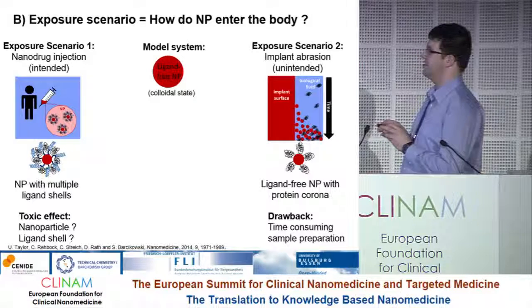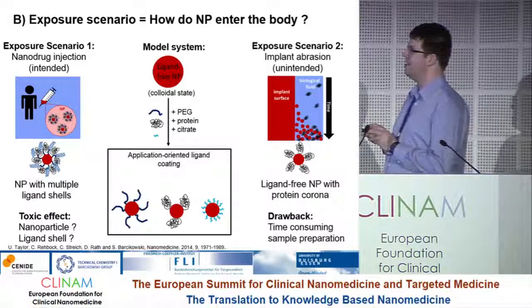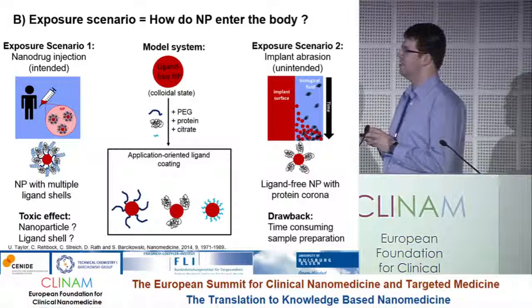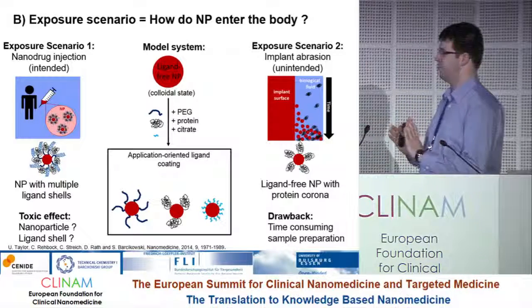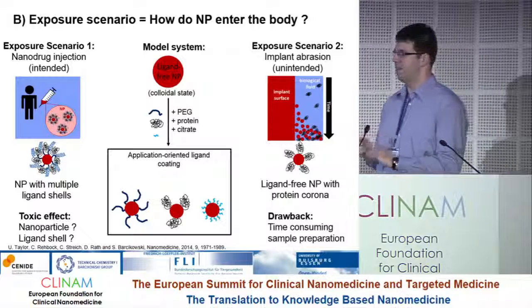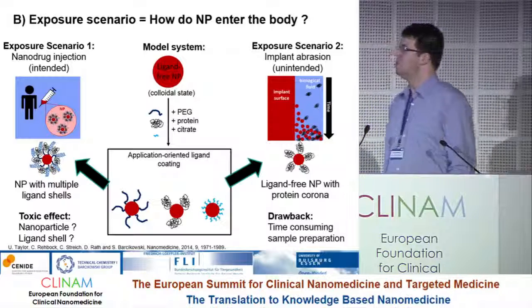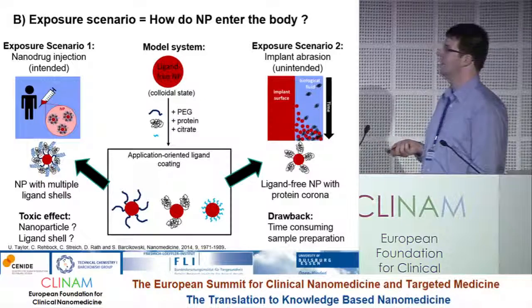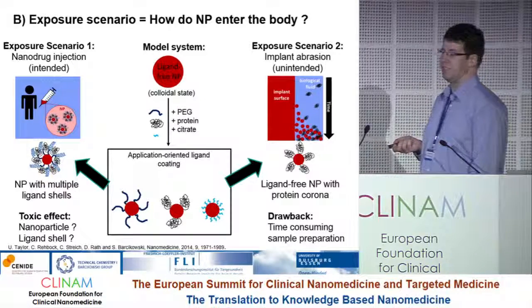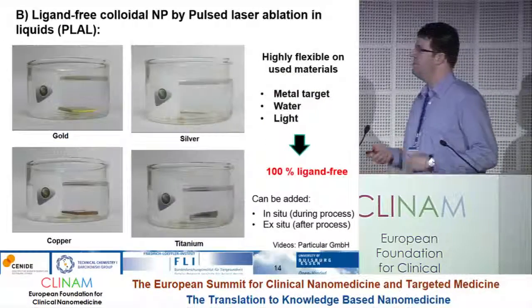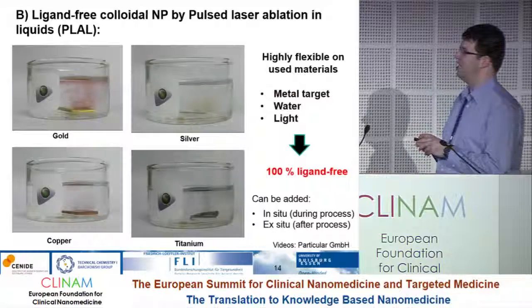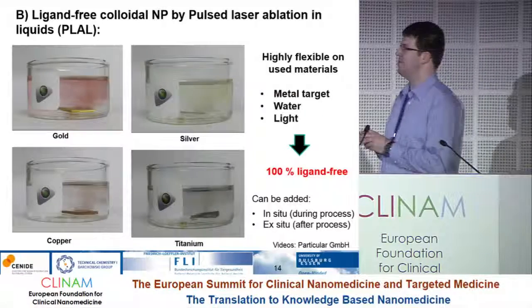Based on this, we can take this reference system and add any ligand we want, and then systematically study any influence of the ligand and clearly differentiate between particle effects and ligand effects. So the question is, how do we get this ligand-free colloidal nanoparticle? A solution could be the method of pulsed laser ablation in liquids. This method is actually a very simple procedure.